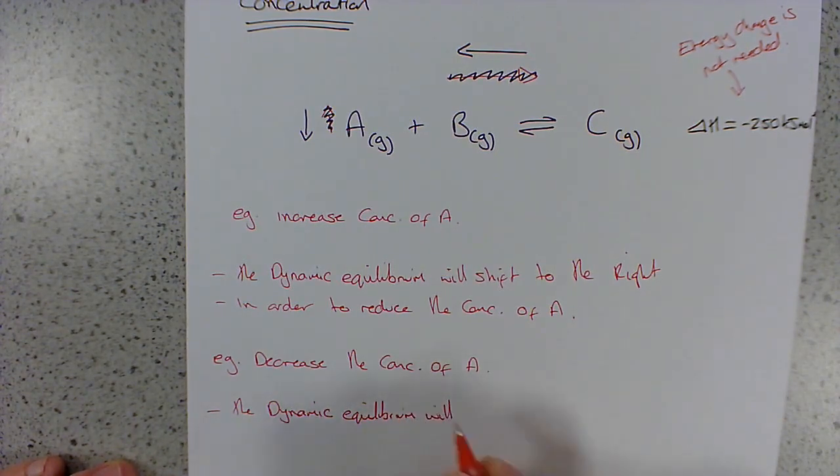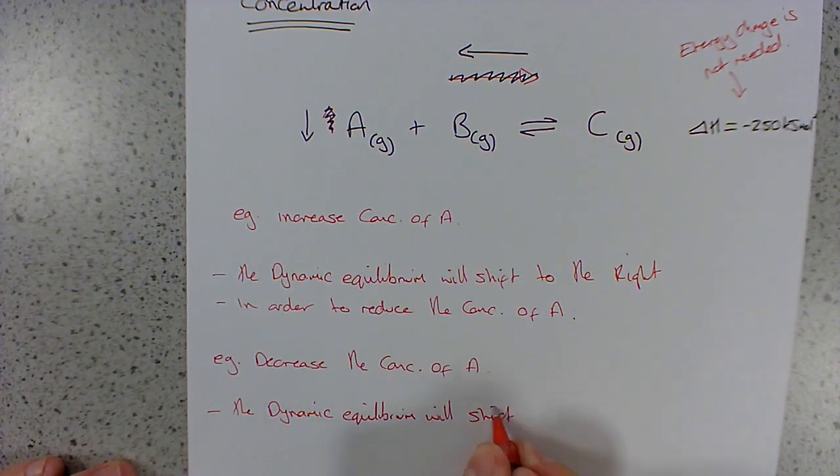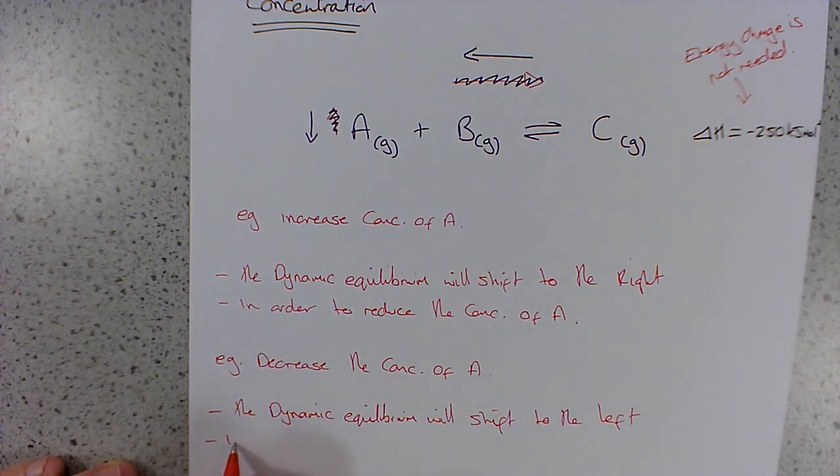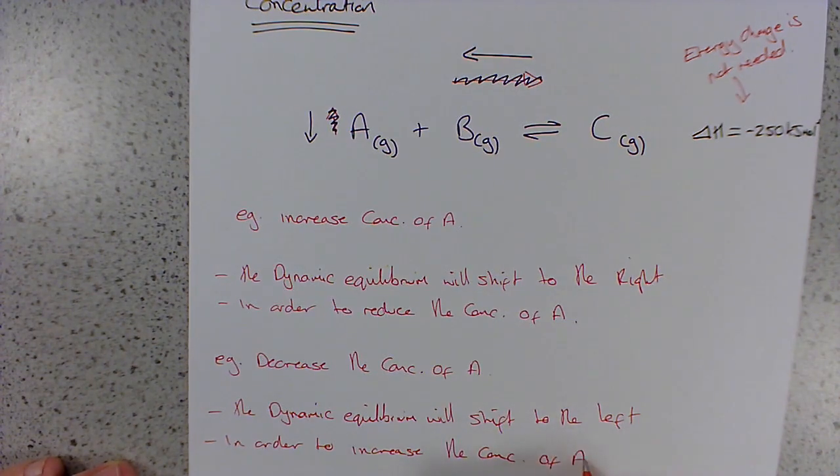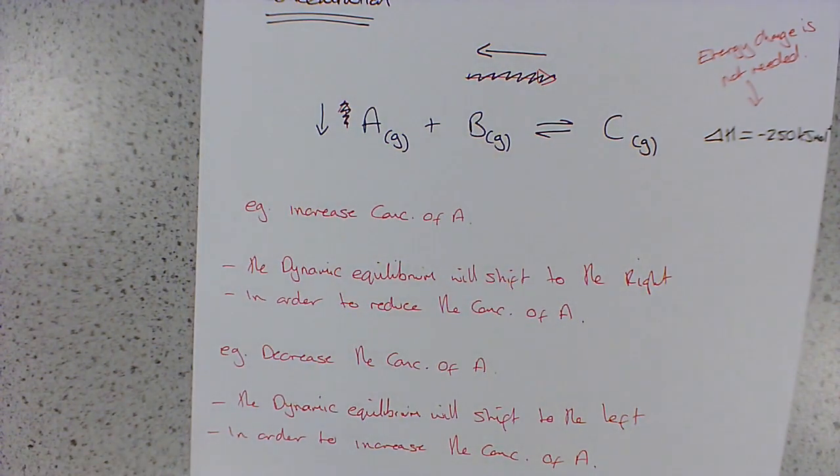So the dynamic equilibrium will shift to the left in this case in order to increase the concentration of A. So it's just doing the opposite.